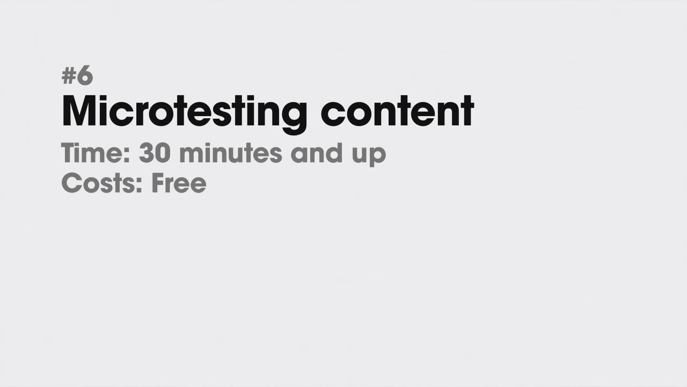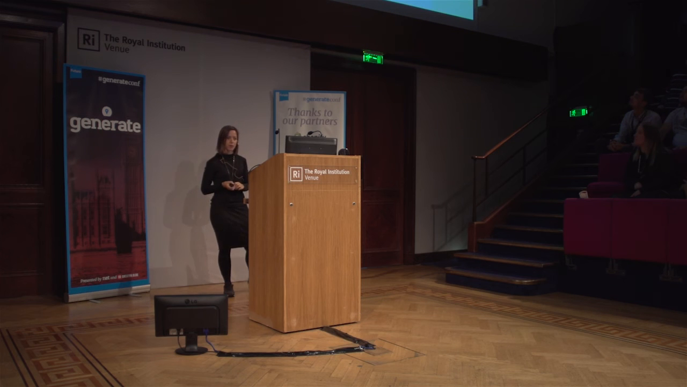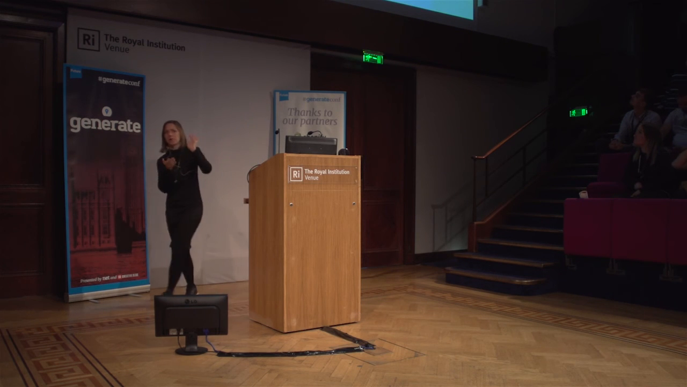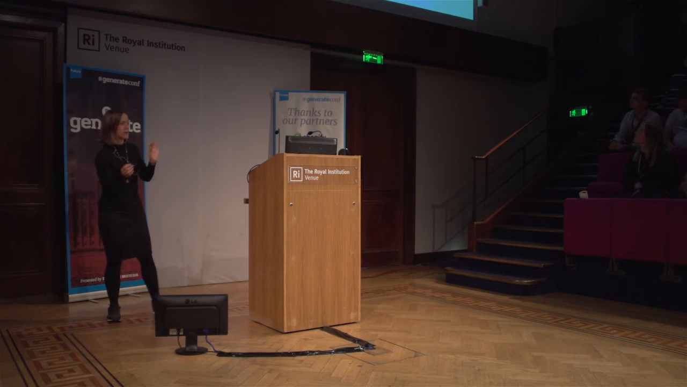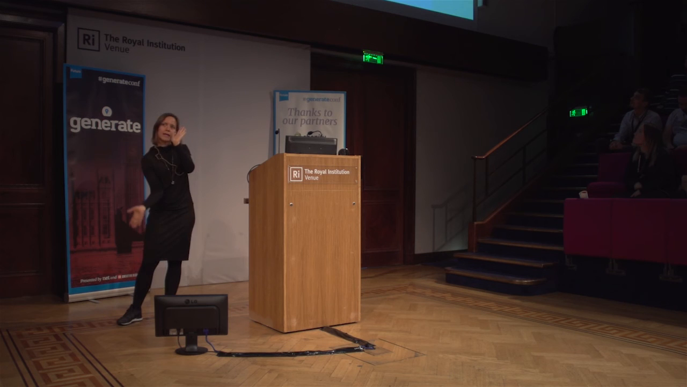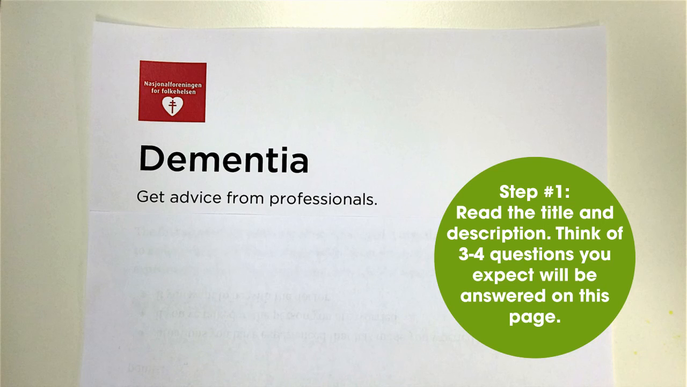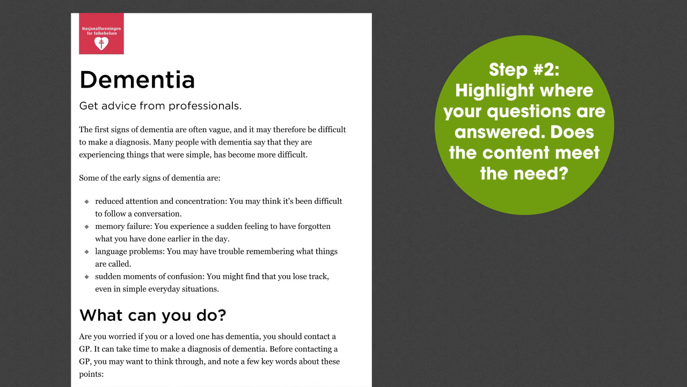Okay, so this is free. All you need to do this is a printer. What you do is print whatever text you want to test, with the title and the intro. Then you fold the sheet so they can only see the title and the intro. And then you ask them to write down 3 to 4 questions they expect to get answered on this page. First they do that. And then you tell them to open the sheet and say, can you highlight where you got answers to your questions? And also make other notes that they did.